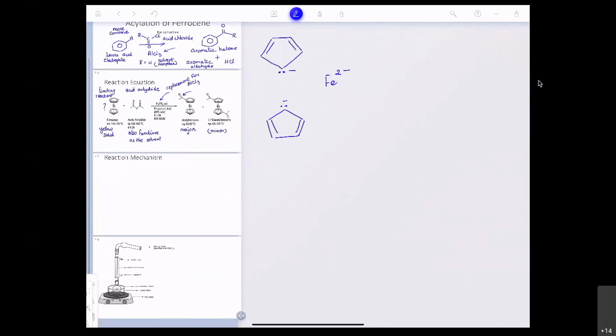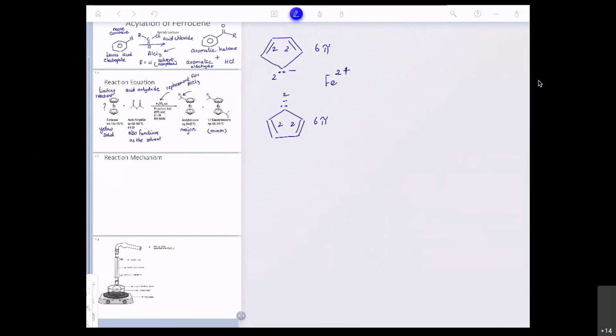So your iron ion combines with 2 cyclopentadienyl anions. So we got 2, 2, 2. Your very popular 6-pi electron system. So both rings are aromatic. So the iron ion combines with these two rings, and therefore the entire molecule is aromatic. This is iron 2 plus.